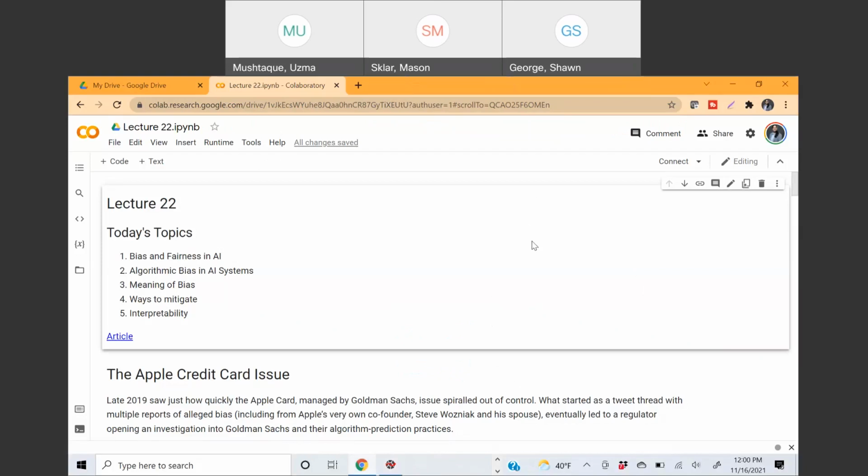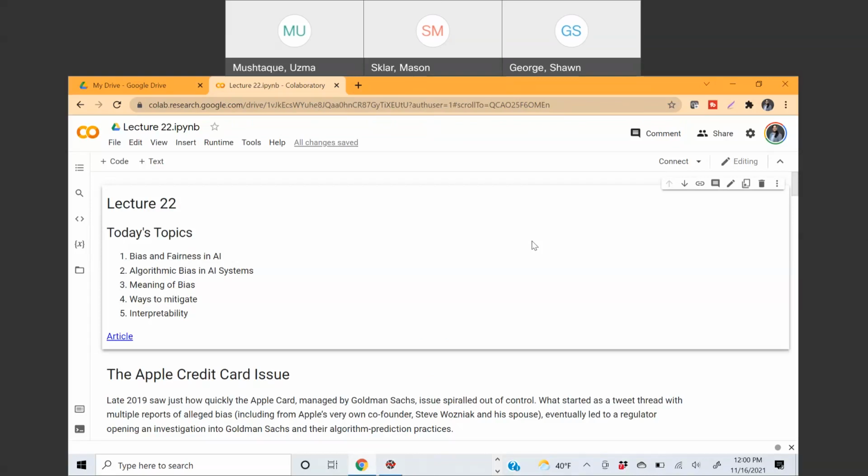Okay, so today is lecture 22, and today we are shifting gears a little bit because we're not discussing any new model. We are not discussing any new techniques in machine learning and AI, but rather we're talking about a fairly active research area, that's bias and fairness in AI systems. And there is a lot of emphasis on this topic right now, and we'll see why.